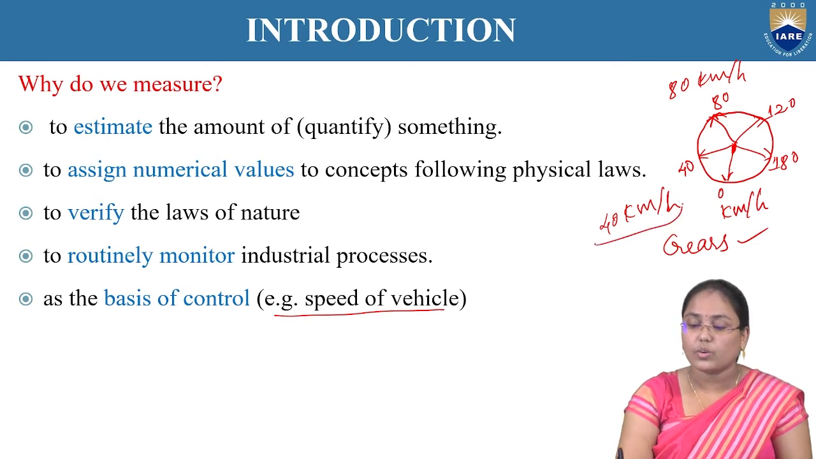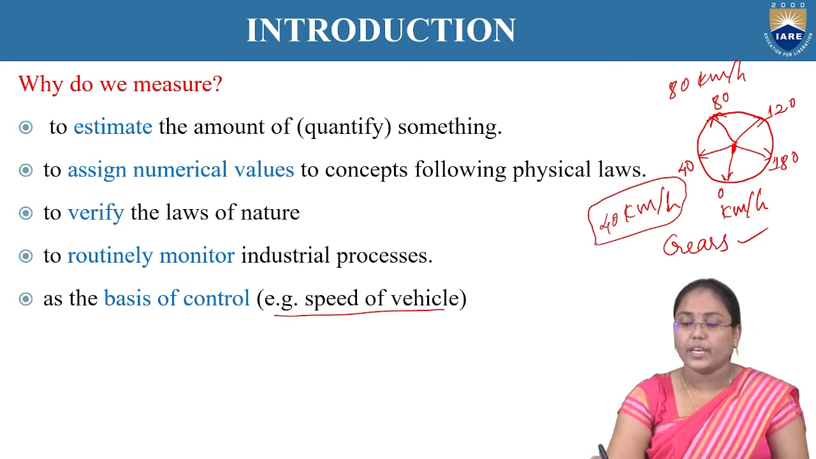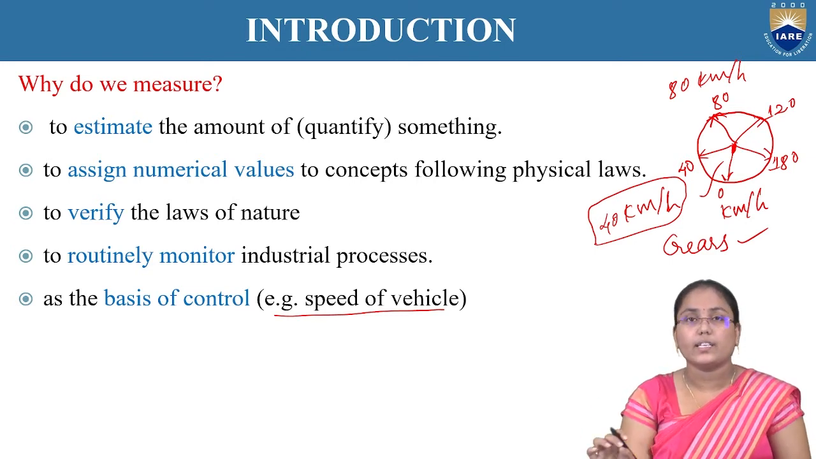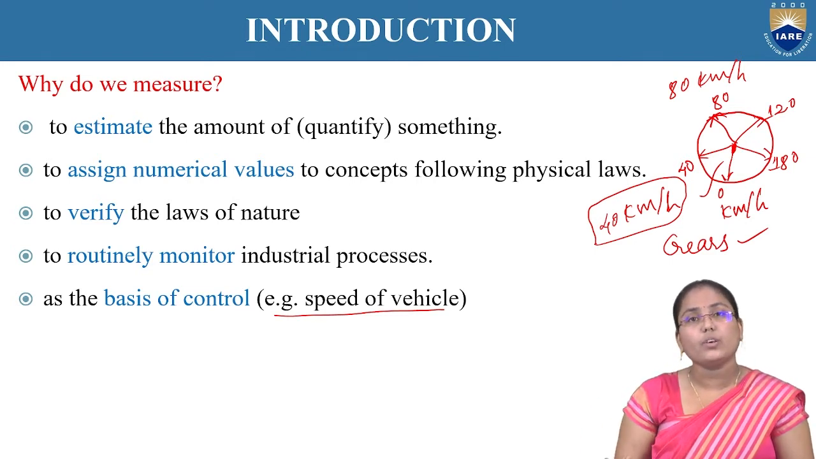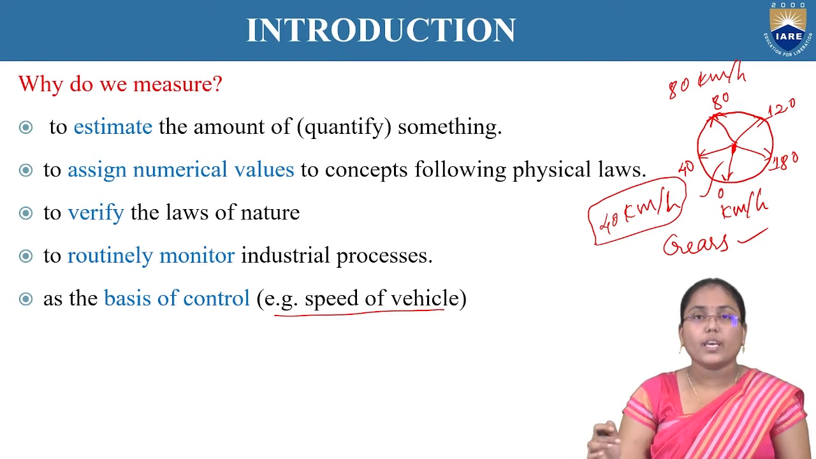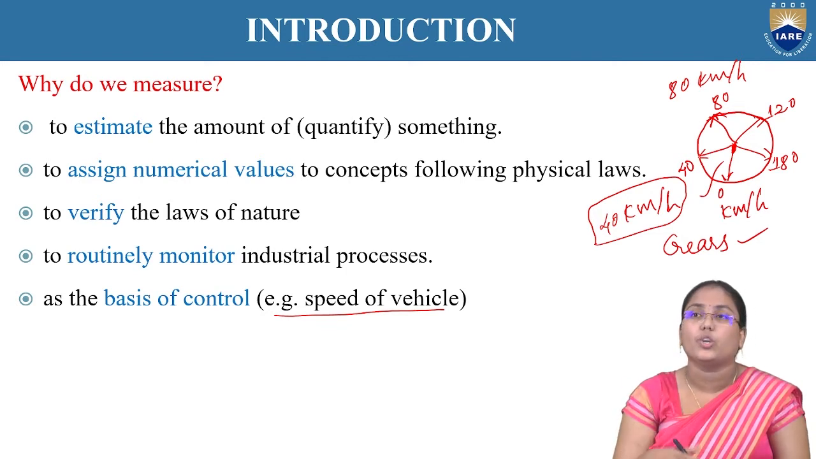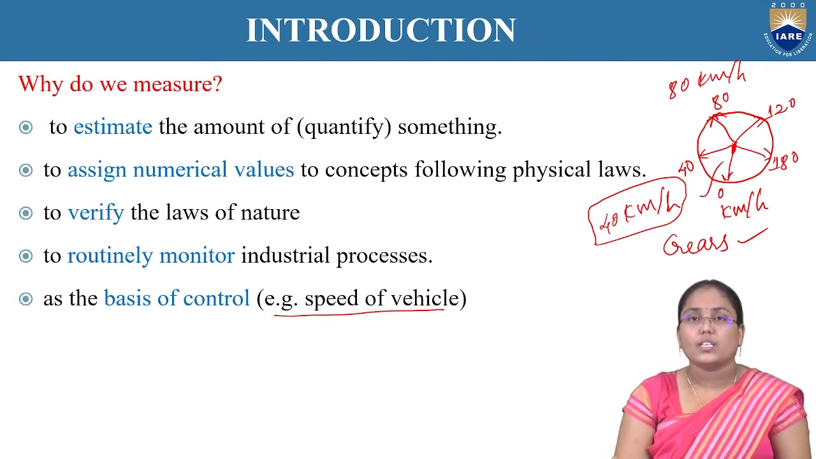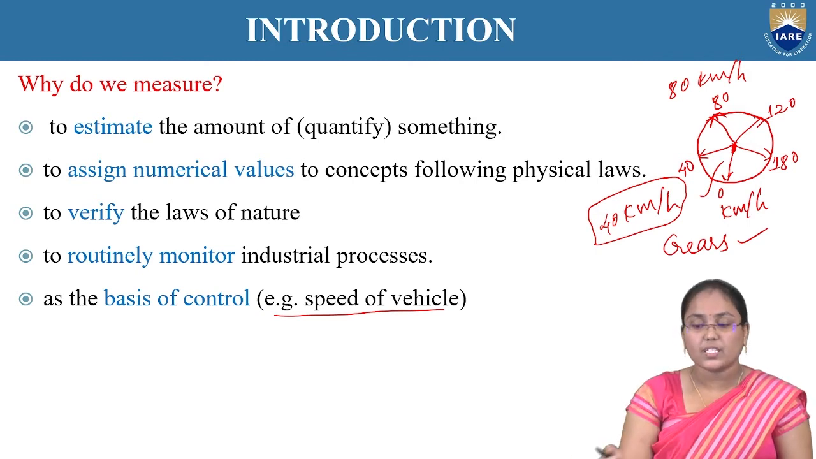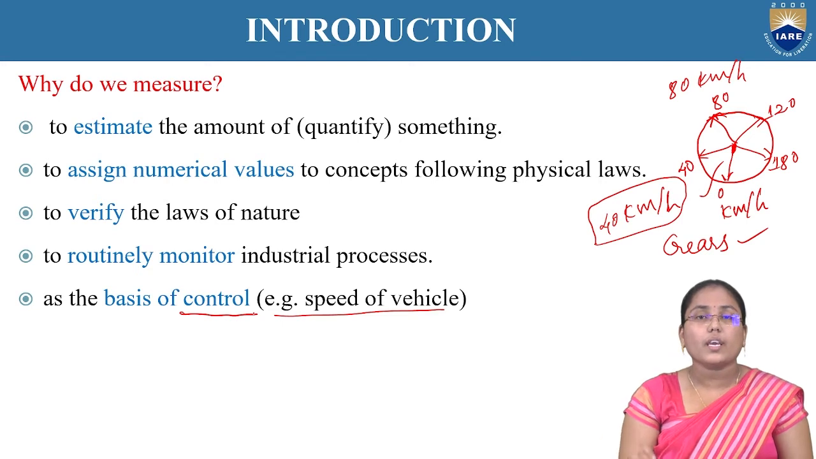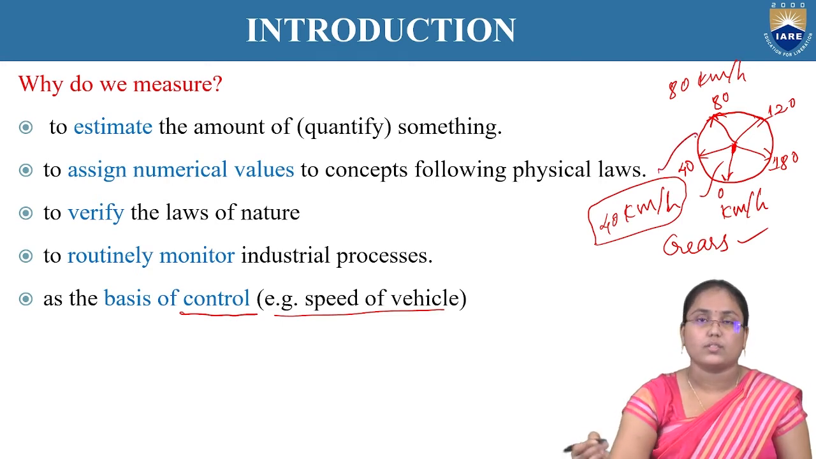So we have to look at the meter and check how much the meter reading is showing, and then we can control the vehicle. We can decrease the speed of our vehicle and get back to the original speed, which is 40 kilometers or 80 kilometers per hour. So in order to control the vehicle, we have to do this measurement process.